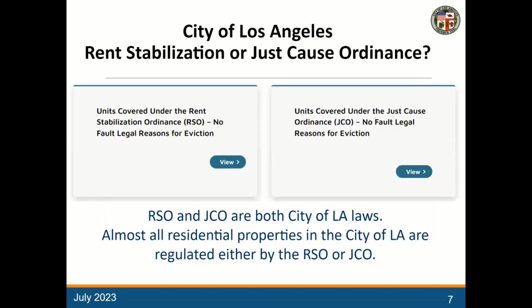Once you have established that the rental property is located in the city of Los Angeles, then the next important piece of information to identify is whether or not the rental unit is regulated by the Rent Stabilization Ordinance or the Just Cause Ordinance. Both of these laws are city laws, and almost all residential properties in the city of LA will be regulated by either the RSO or the JCO.